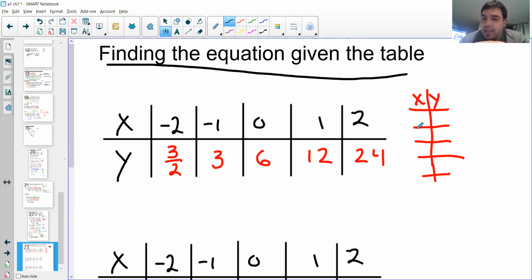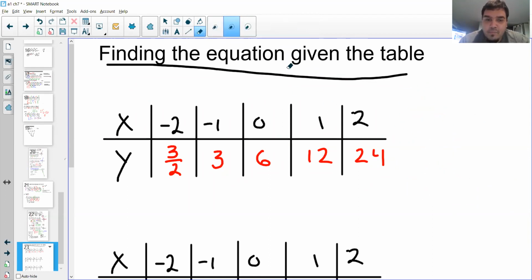Somebody asked, if you're making the table to graph, can you make it vertically like this? Yeah, you absolutely can make it vertically, by the way. I just do it horizontally because it fits better on a computer. I like the Smartboard notebook. This is a growth, though. Good catch.